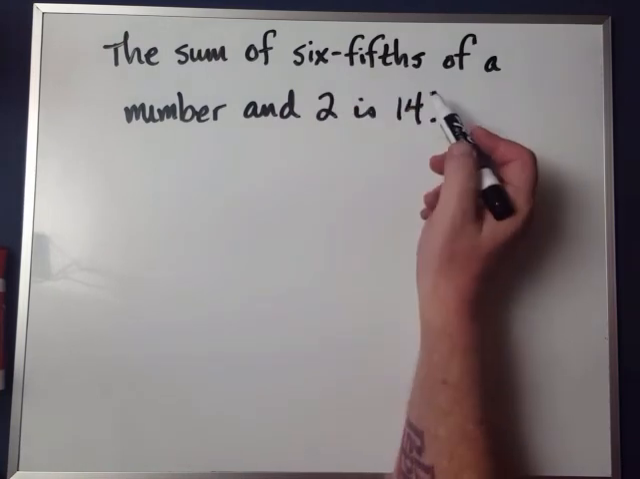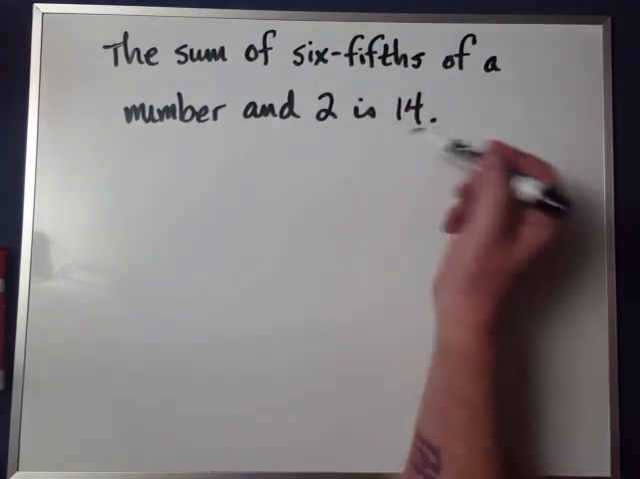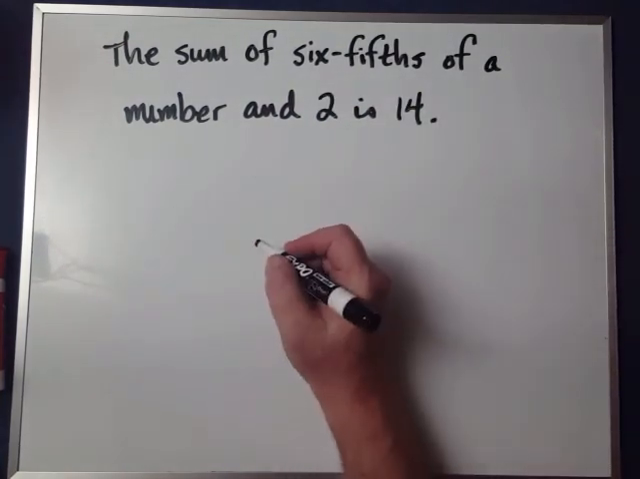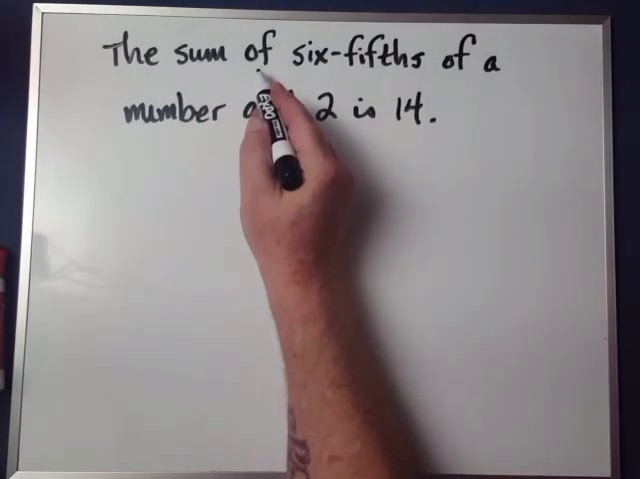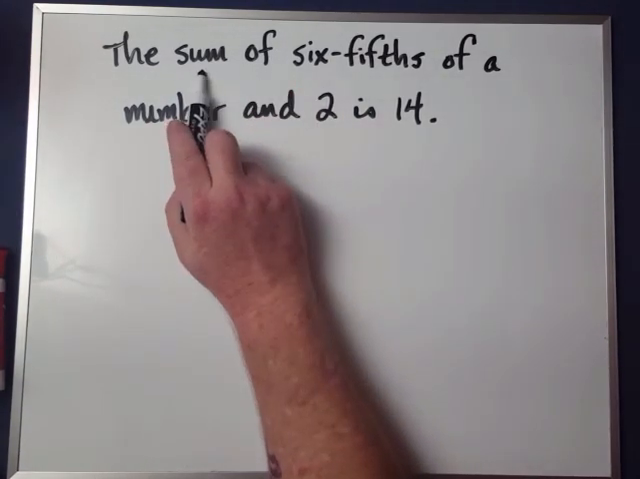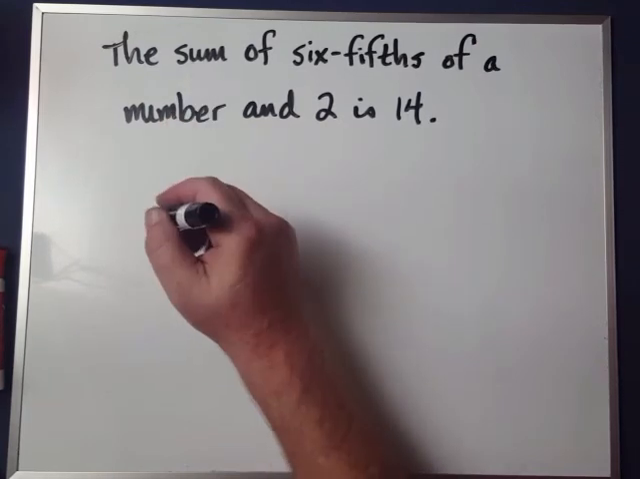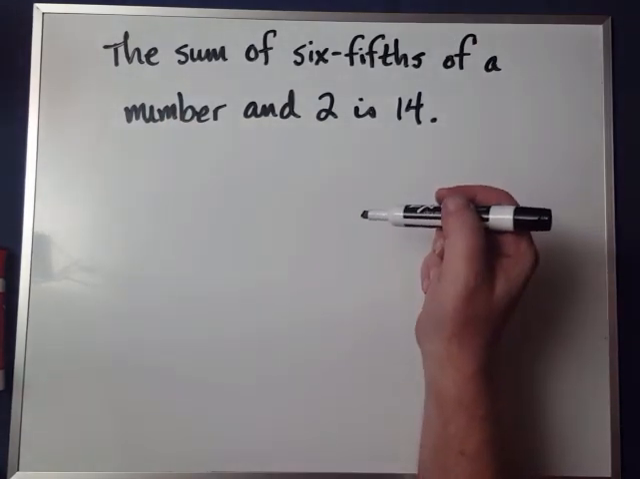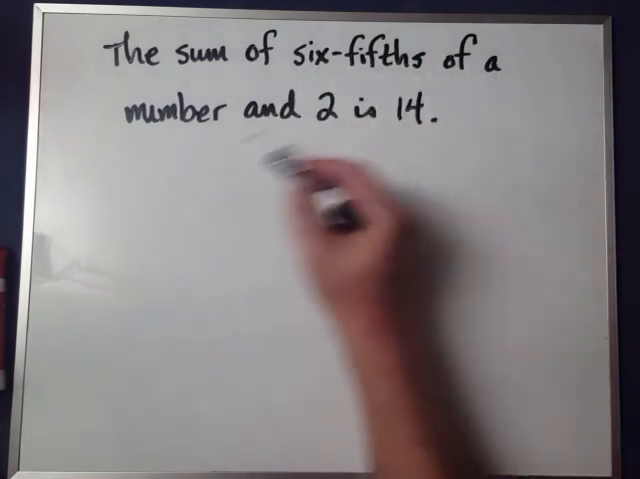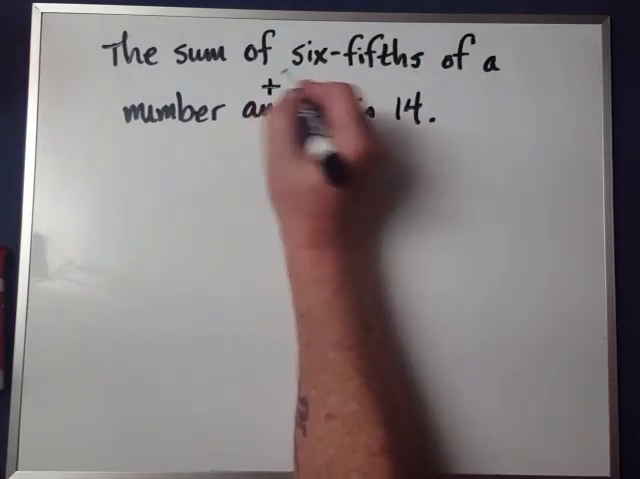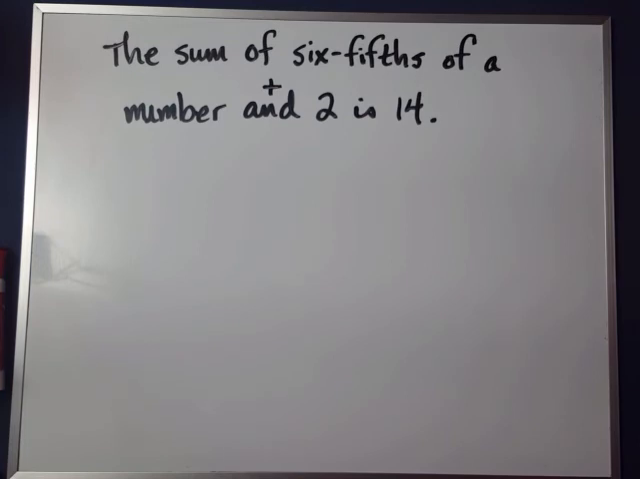The sum of 6/5 of a number and 2 is 14. Piece at a time. The sum of, well, that's addition. Where's my addition sign? Because it's got to be the sum of this and that. The sum of this and that. That "and" is the addition sign.